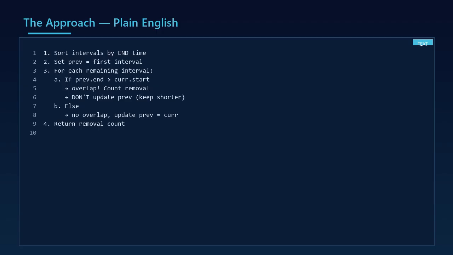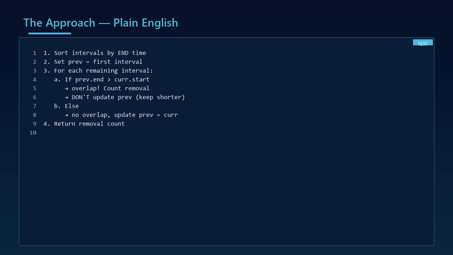Here's the approach. Step 1. Sort all intervals by their end time. Step 2. Take the first interval as your previous. Step 3. Loop through the rest. If the previous interval's end is greater than the current interval's start, overlap. Count a removal. But don't update previous, because previous already has the smaller end. That's the greedy choice. If no overlap, update previous to the current interval. Step 4. Return the count.